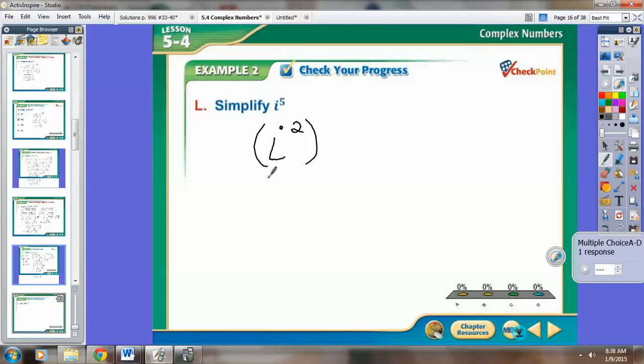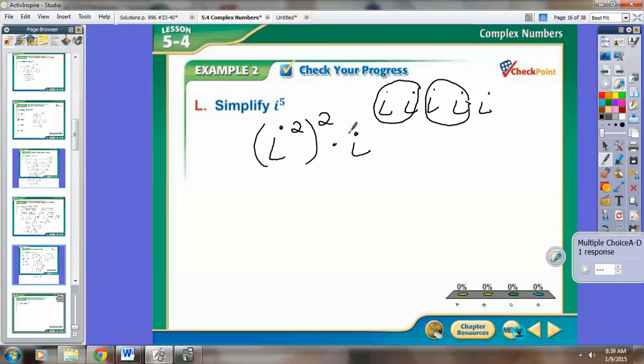How many groups of 2 can I make if I've got 5 i's? Think of it this way, 5 divided by 2 is 2.5, right? I can make 2 full groups. But I'm going to have 1 i left over that doesn't make a group of 2, aren't I? i times i times i times i times i, to the 5th power. How many groups of 2 can we make? We can make 2 groups of 2, but we still have that 1 i left over, so I need to multiply by that 1 i that's left over.